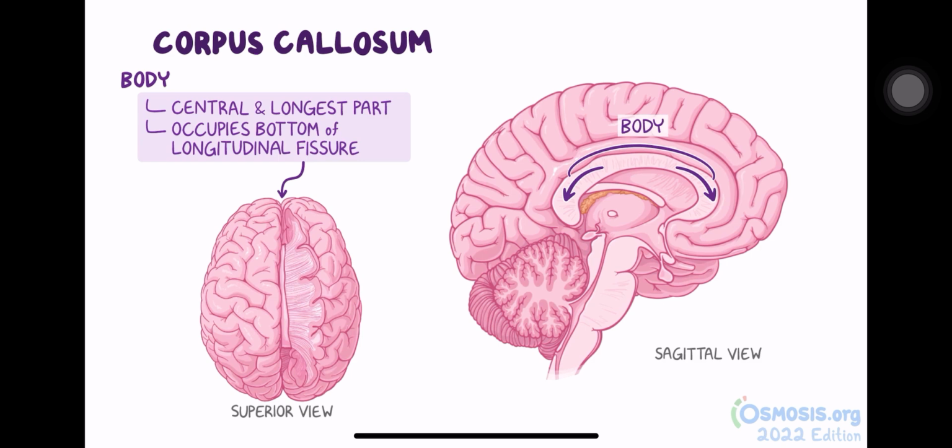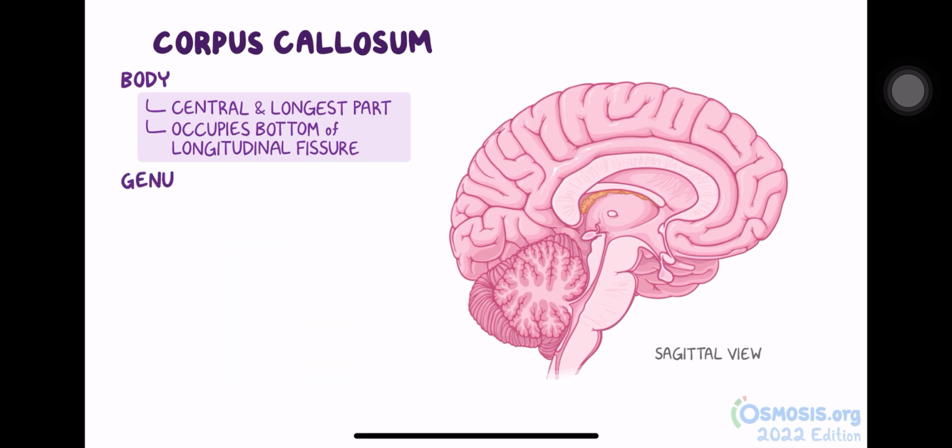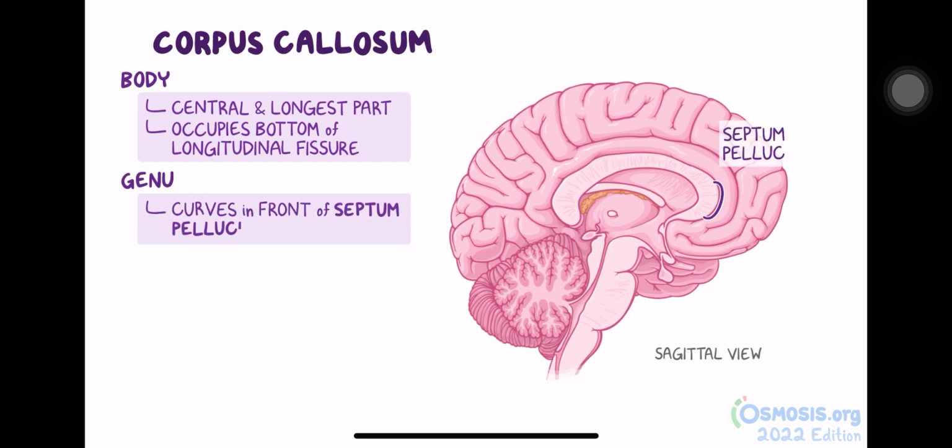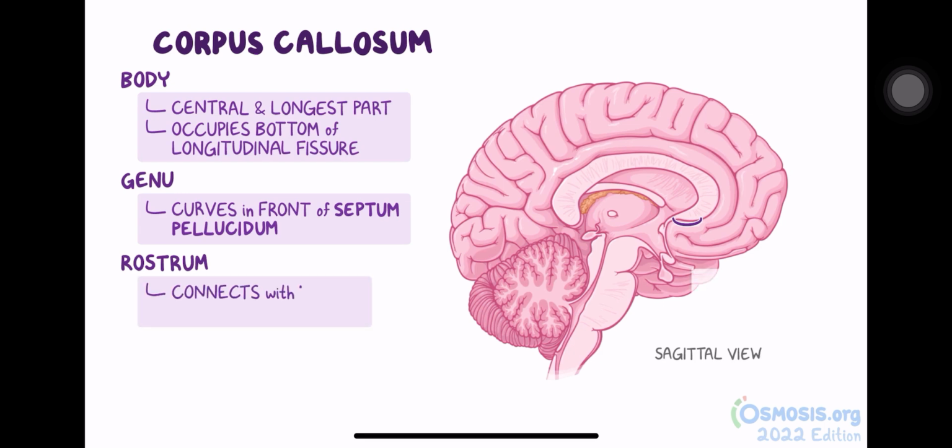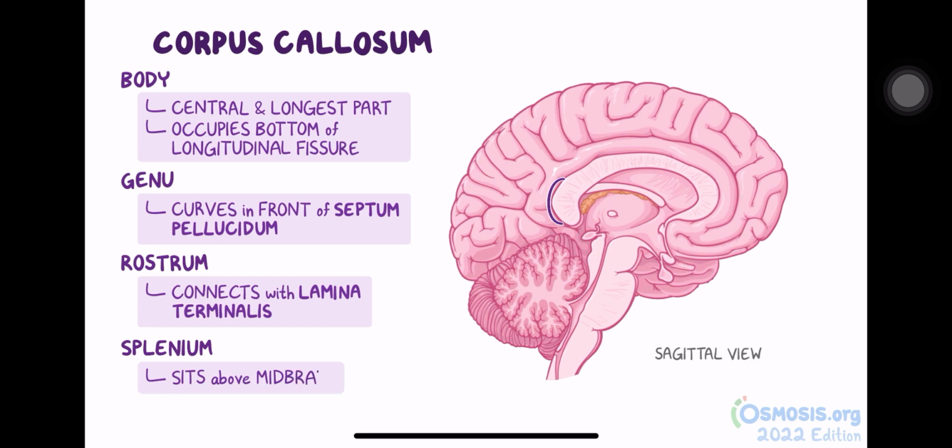rostral and caudal extents. The genu, meaning knee, is the rostral bend of the corpus callosum that curves in front of the septum pellucidum, which is a thin membrane that separates the anterior horns of the lateral ventricles. Just ventral and posterior to the genu is the rostrum, which gets its name because it is similar in shape to a bird's beak. The rostrum connects with the lamina terminalis of the diencephalon. Finally, most caudally, the corpus callosum ends as the splenium, which is an enlarged part of the commissure that sits above the midbrain.